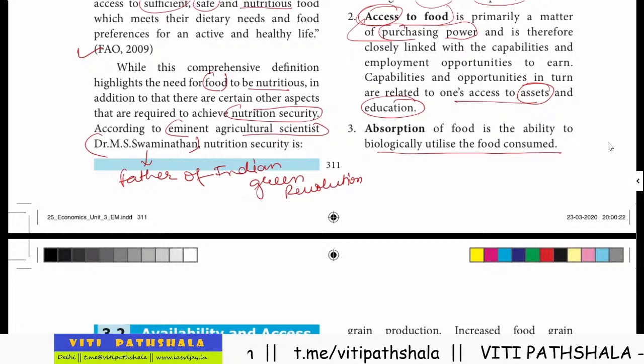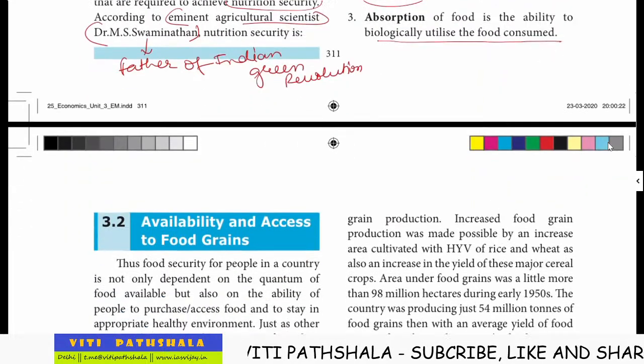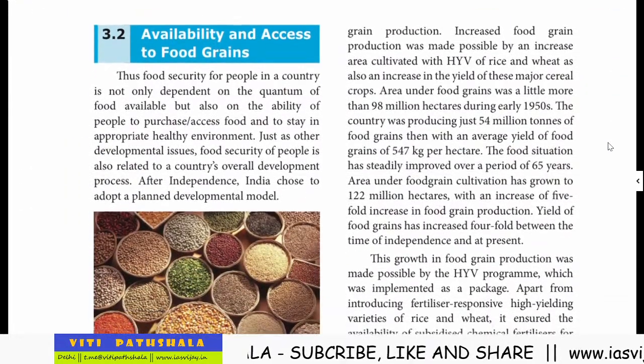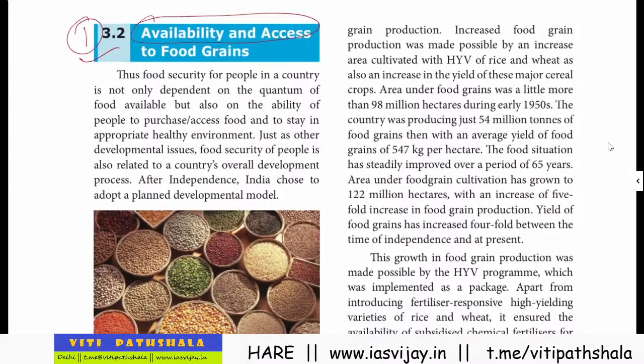Meaning, in Hindi we say: whether the food you are eating is agreeing with you or not. Now next comes the availability and the access to the food grains. That is the first topic we would be doing in detail.